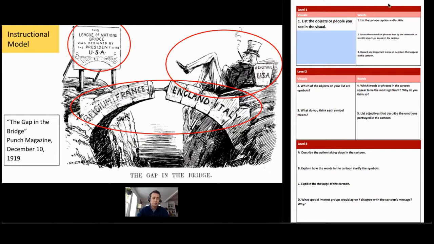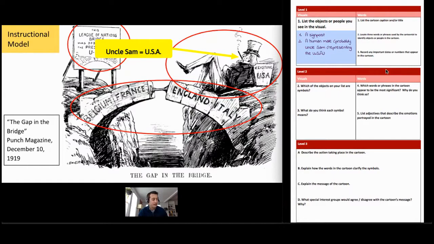I went ahead and circled them, and we see a signpost, a human male who's probably Uncle Sam, who always represents the United States. He's got the top hat, the long white hair. He looks pretty tall, and so that figure is pretty identifiable in American history as a representation of the USA. The next thing I see is an incomplete bridge, which is going to be pretty important in this cartoon.